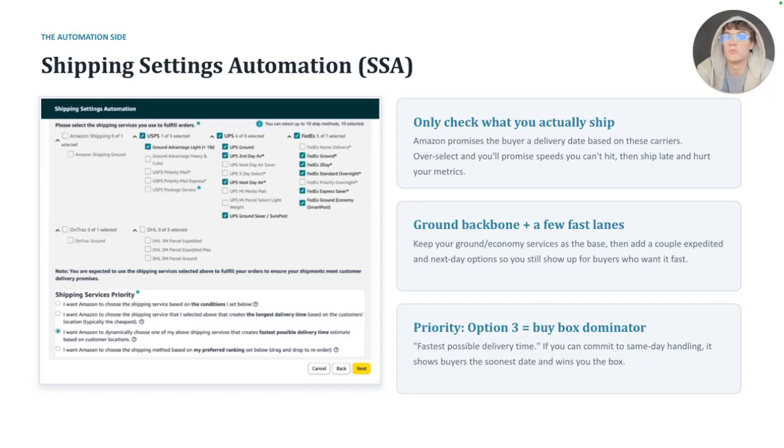But I also keep a few fast lanes checked, like second day and then next day. And here's why: if someone orders overnight or second day and you don't have any of these checked, then you can't guarantee delivery, and Amazon's going to default to ground. So you're kind of cooked on that. So you want to focus more on ground shipping, and then have a couple options for the expedited, second day air, overnight, and stuff like that.